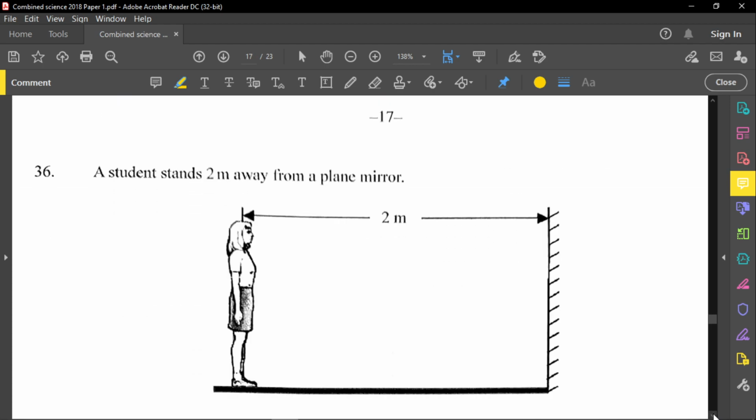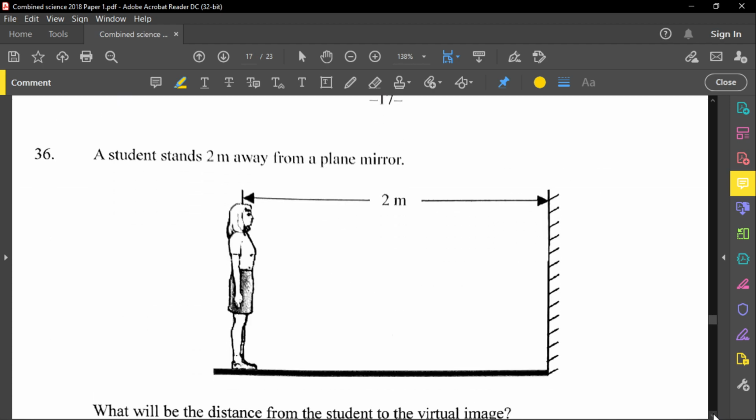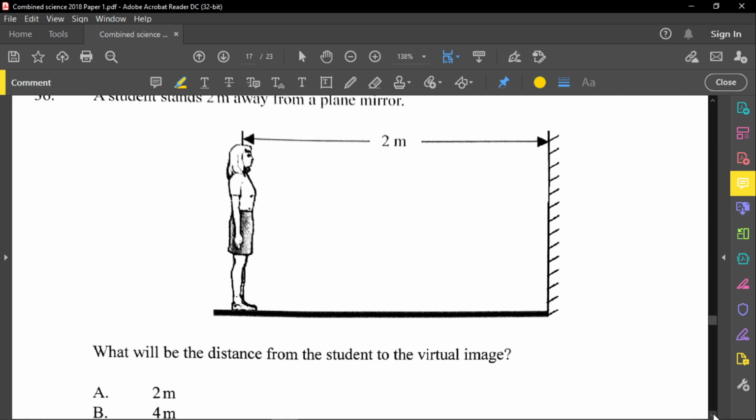For question number 36, it says a student stands 2 meters away from a plane mirror. The distance from the mirror to the person here is 2 meters, so that's very important. It asks, what will be the distance from the student to the virtual image? First and foremost, in terms of a mirror, the image is the same distance behind the mirror as the person in front of the mirror. Not drawn to scale, but the image distance here is also 2 meters from the mirror itself.